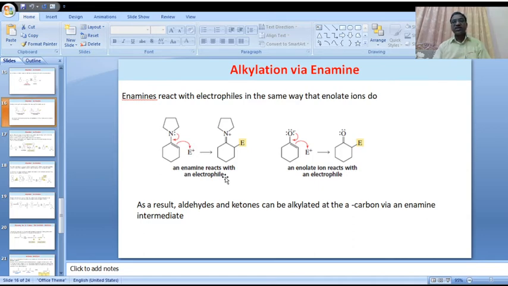Via an enamine intermediate, the reaction proceeds and forms an alkylated carbonyl compound. Okay, is it clear?